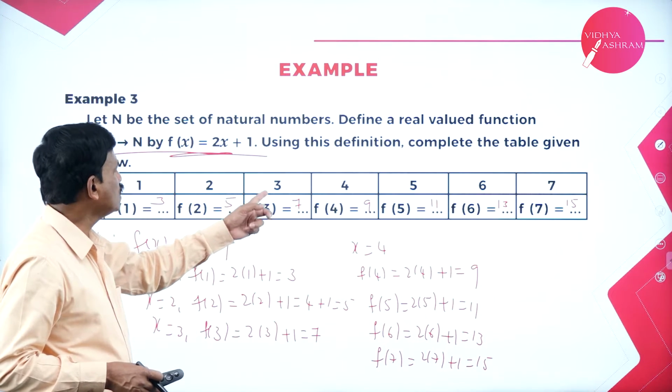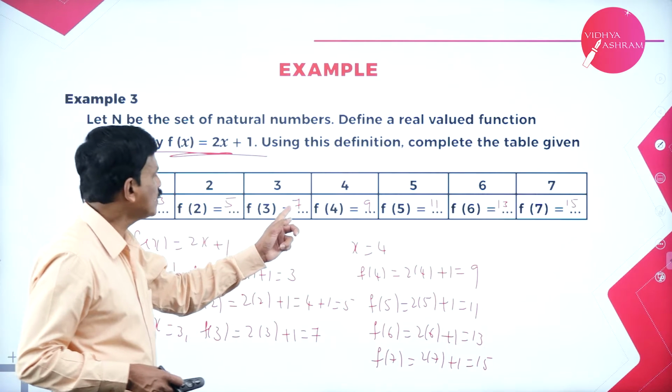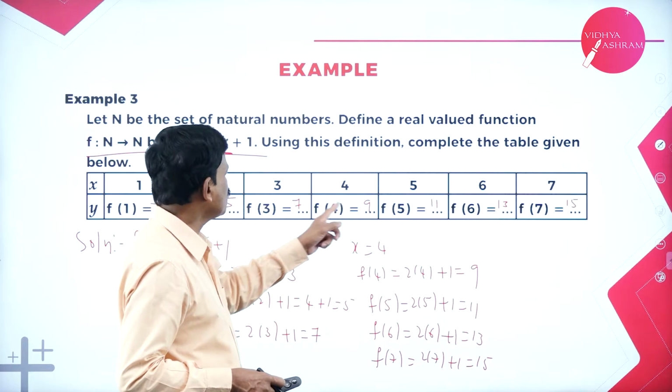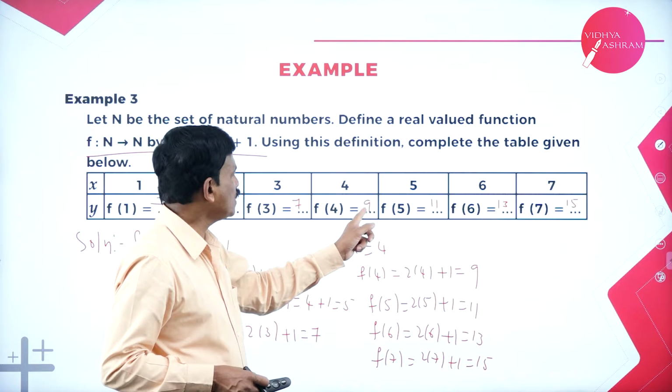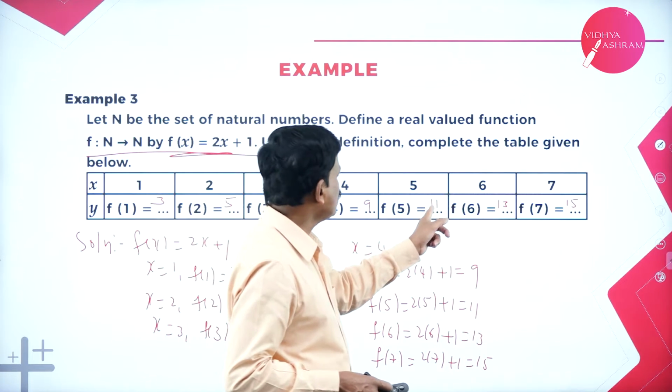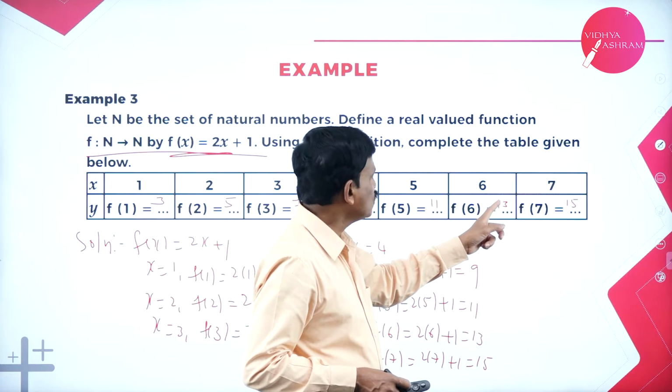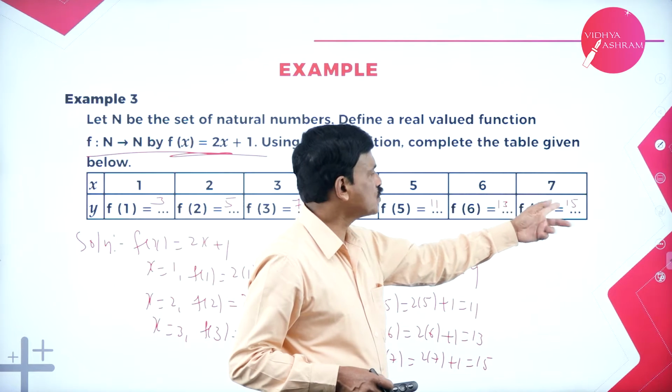When x is equal to 3, 5 plus 2 is 7. Again, when x is equal to 4, 7 plus 2 is 9. When x is equal to 5, 9 plus 2 is 11. When x is equal to 6, 11 plus 2 is 13. Again, when x is equal to 7, 13 plus 2 is 15.